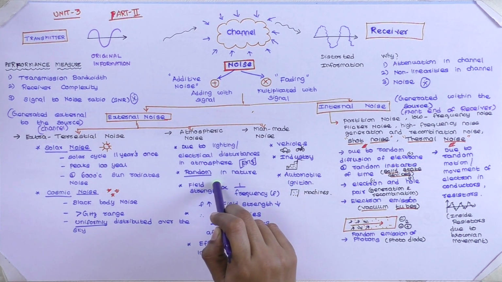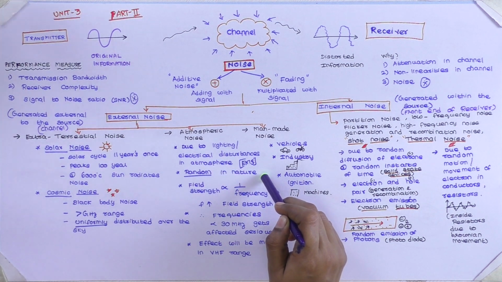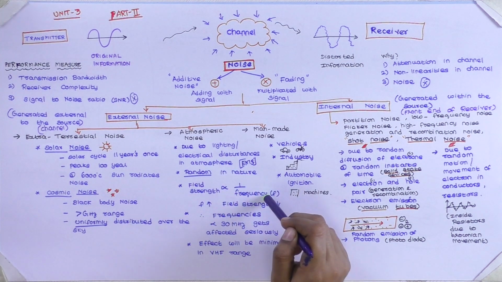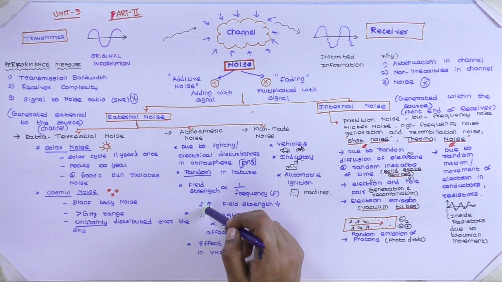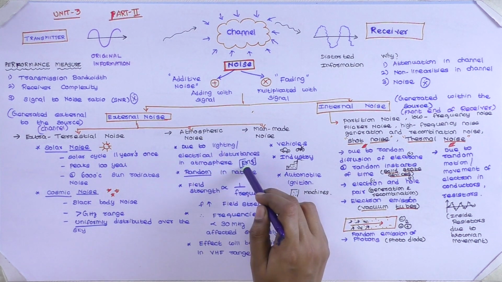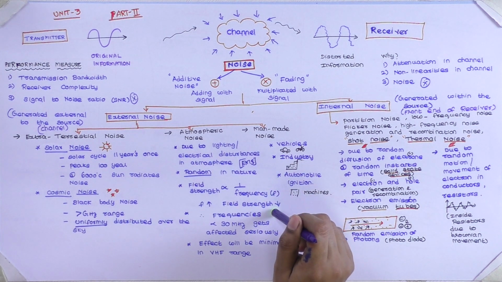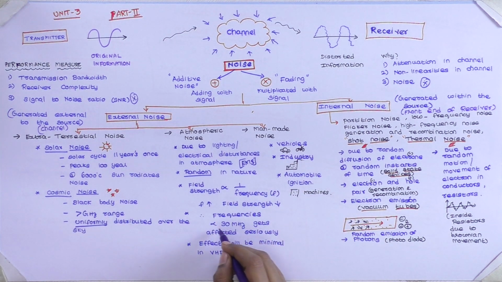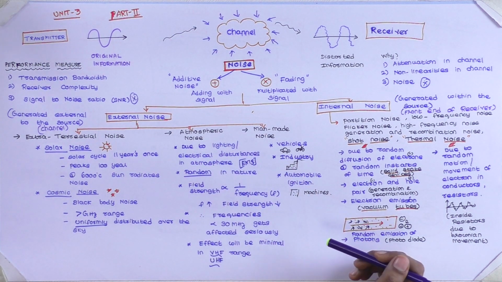The field strength of this electromagnetic wave and the electrical pulse will be inversely proportional to frequency. So if we increase the frequency, the effect due to lightning or thunderstorm will be less. Frequencies less than 30 megahertz will be greatly affected by this type of atmospheric noise. The effect will be minimal for the very high frequency and ultra high frequency range, because these frequencies are greater than 30 megahertz, so they have very little effect due to thunder and lightning.